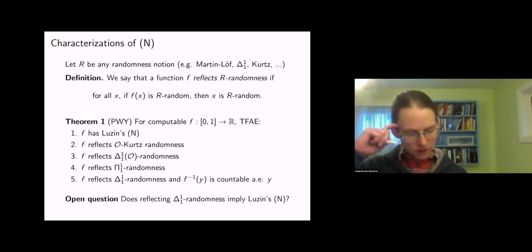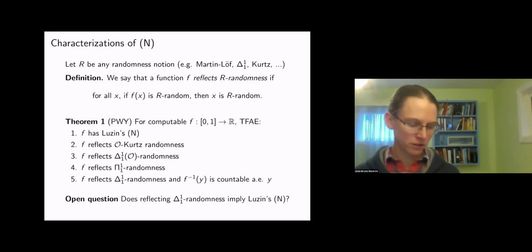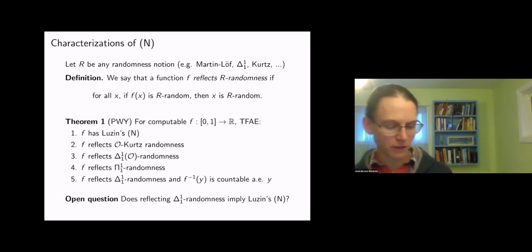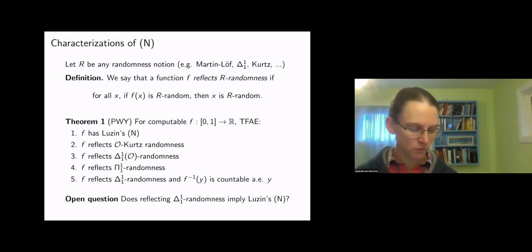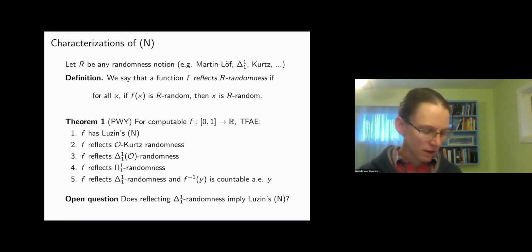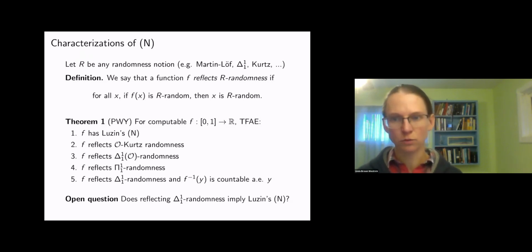All right, so here is our first set of characterizations of Luzin's N. First, I would like to formally define the randomness reflection notion. Let R be any randomness notion, and this could be the higher randomness notions, but you can make this definition for any. We'll say that a function reflects R randomness, for that notion R, if for every x, f of x being R random implies that x is R random as well.